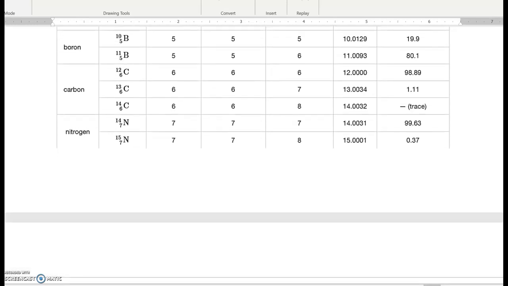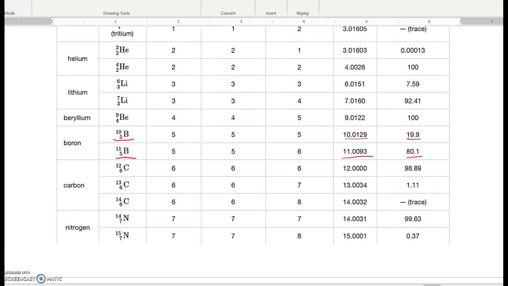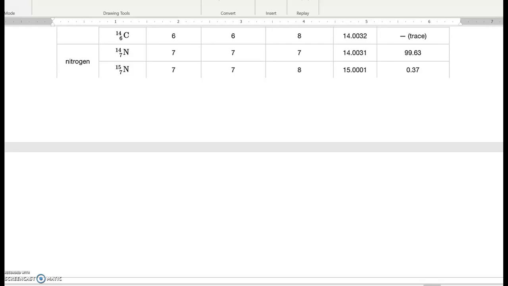Let's look at boron. Boron has 2 common isotopes, boron 10 and boron 11. We can actually use this information, the atomic mass and the percentages, to determine the average mass of a boron atom. So how do we do this? We're going to come down here.